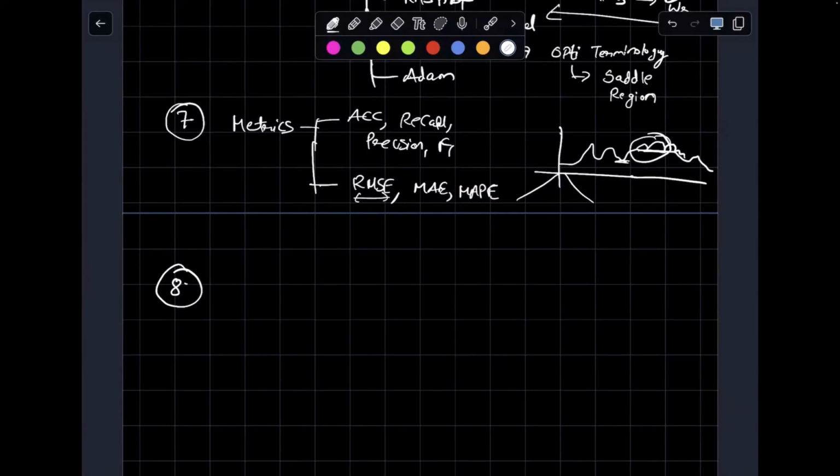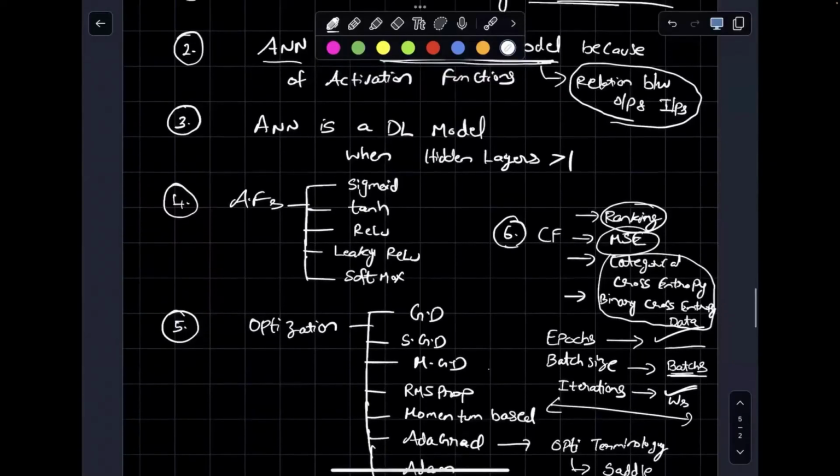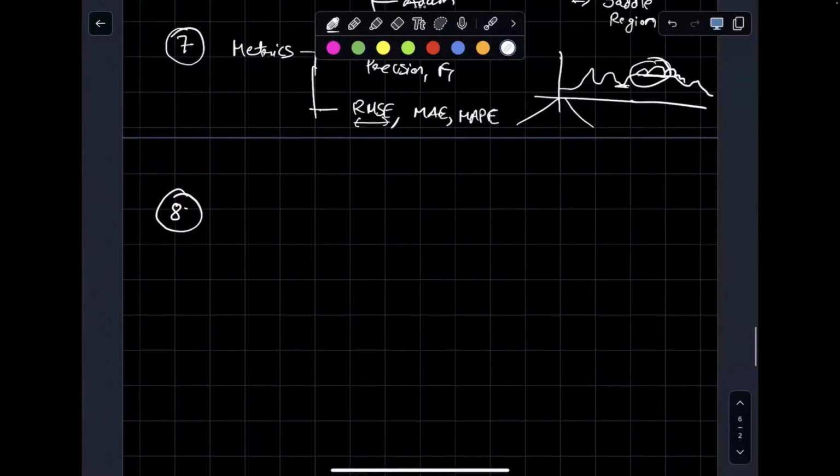Okay, fine. Now, what else is important here? Cost function, the sum of neurons. Tell me all the hyperparameters.